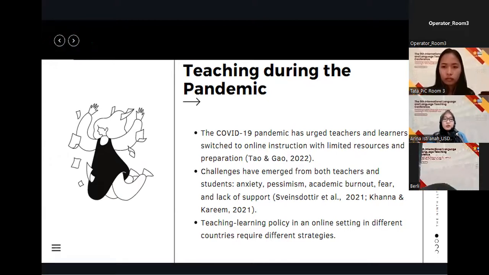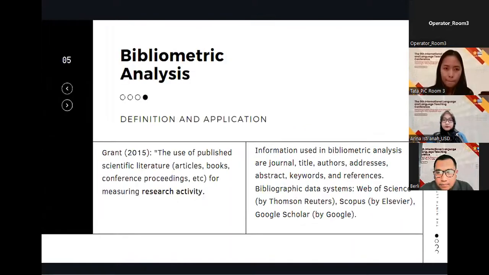There are also some factors that affect the success of online learning, such as learner characteristics, course content and design, performance expectancy, social influence, and technical skills from both teachers and students.